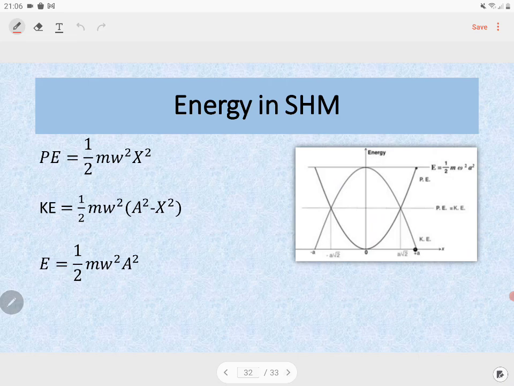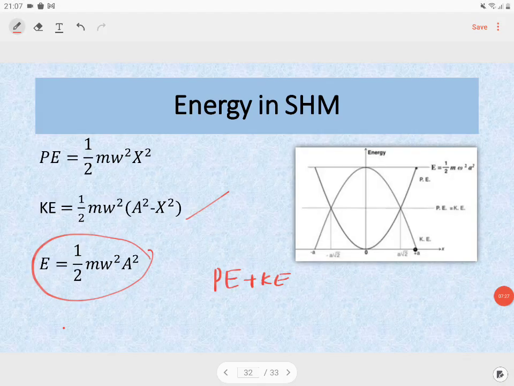After that, energy in SHM. Potential energy in SHM is given by half m omega square x square. Kinetic energy is given by half m omega square into a square minus x square, and total energy is half m omega square a square. So remember, children, the total energy remains the same. That is, PE plus KE remains the same in SHM.